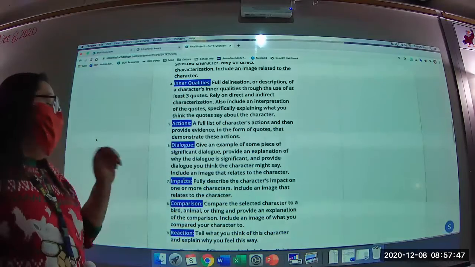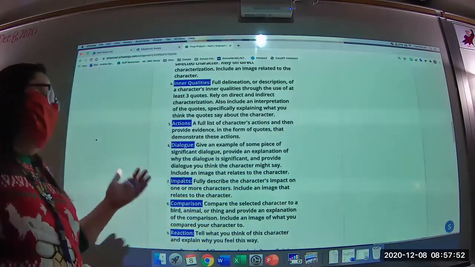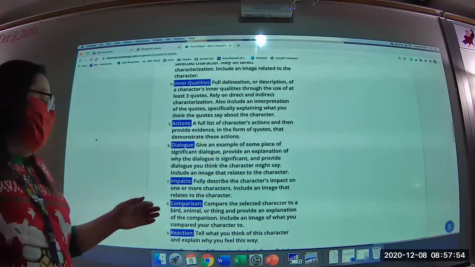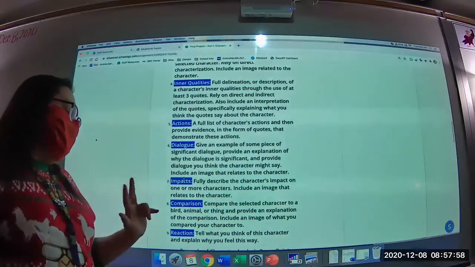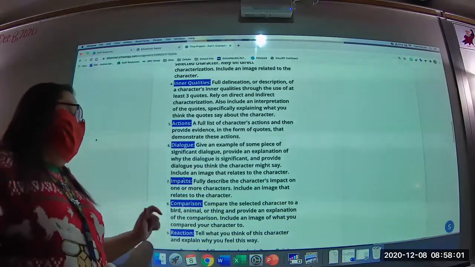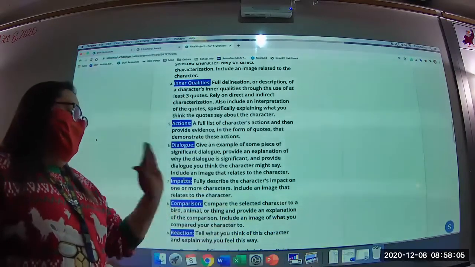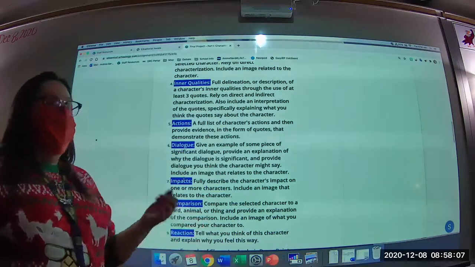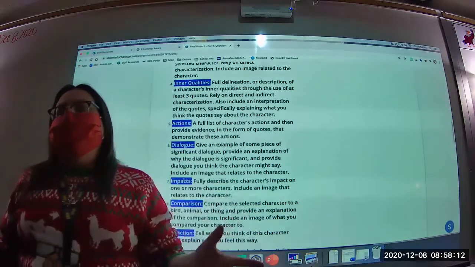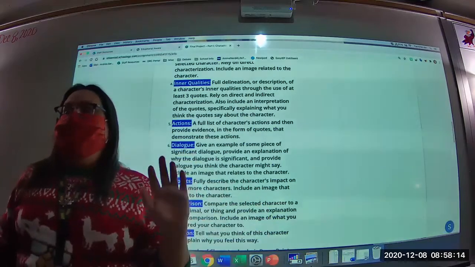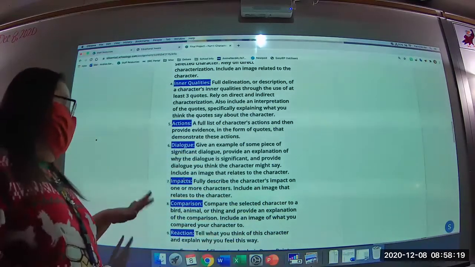Okay? Impacts. Fully describe the character's impact on one or more characters, and then again include an image that relates to the character. A comparison: remember that you're going to compare the character you chose to a bird, animal, or thing, and provide an explanation of the comparison. Now this one is specific. Include an image of what you compared the character to. So if you compare your character to a dolphin, I need to see a dolphin. If you compare your character to a pin, I need to see a pin. So that's very specific.